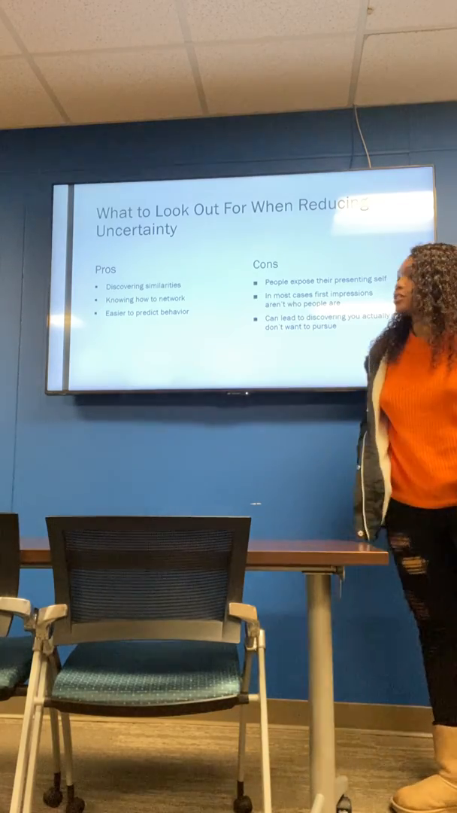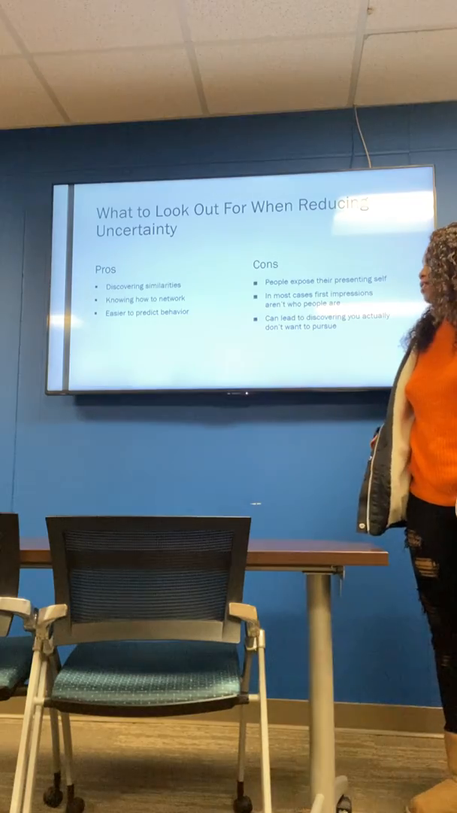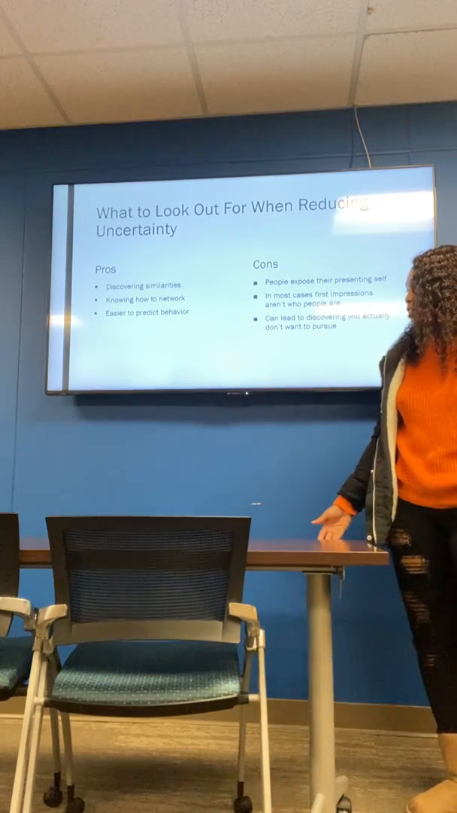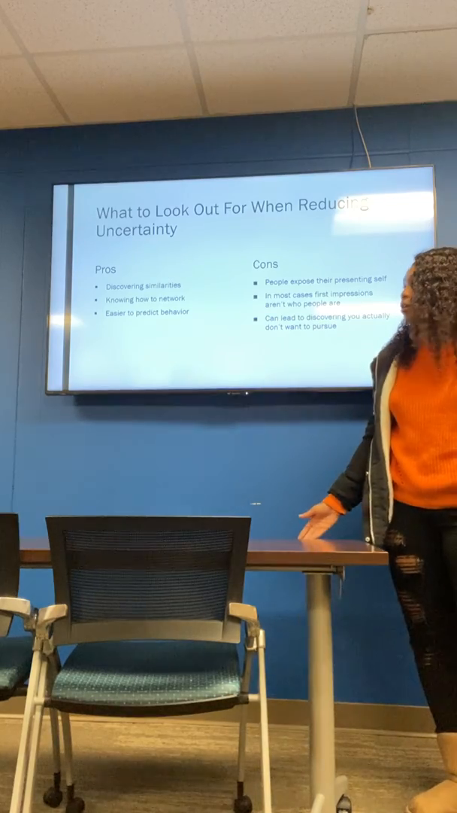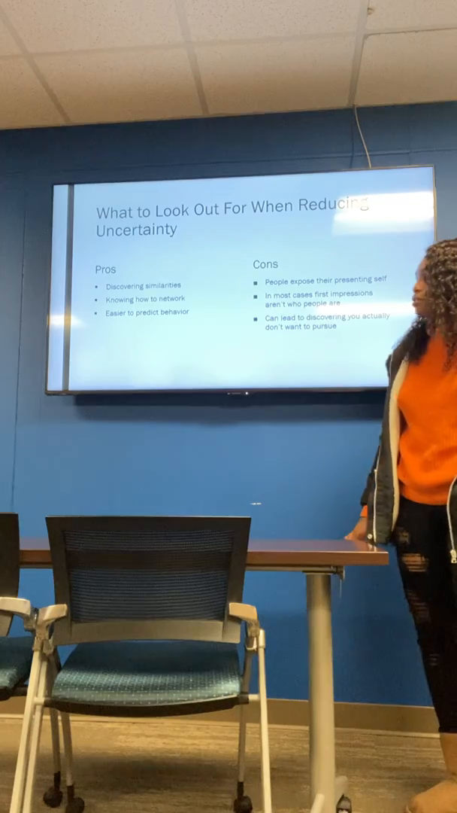Okay, so what to look out for when trying to reduce uncertainty is discovering personalities and similarities. Knowing how to network is also a pro, and it's easier to predict behavior when you reduce uncertainty.